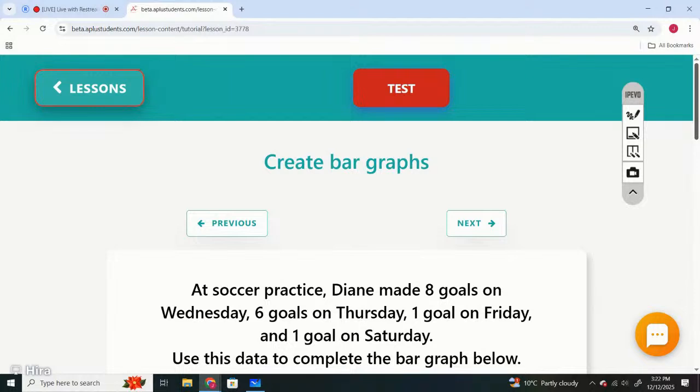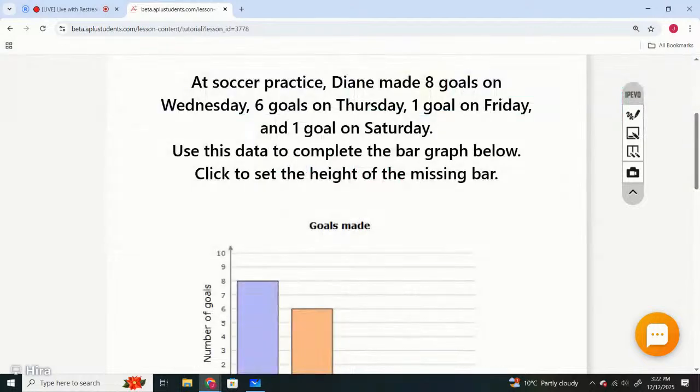Create bar graphs. At soccer practice, on Wednesday, 8 goals, on Thursday, 6 goals, on Friday, 1 goal, and on Saturday, 1 goal. Use this data to complete the bar graph below. Click to set the height of the missing bar.